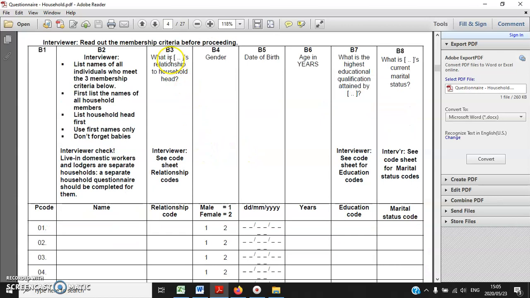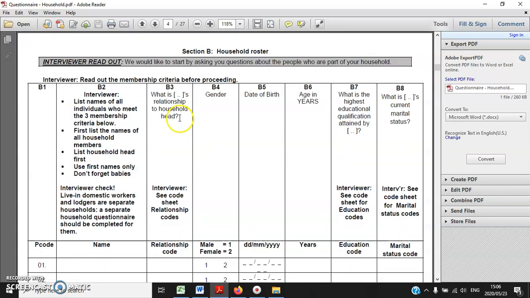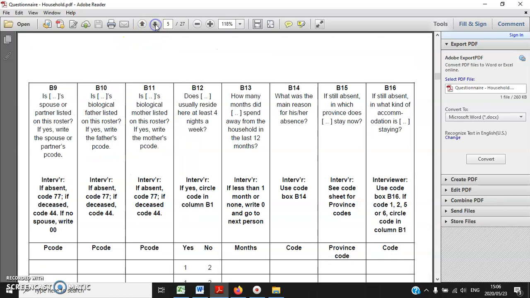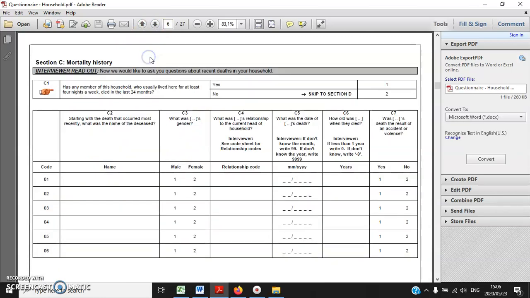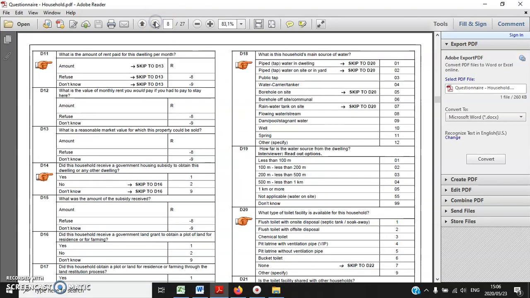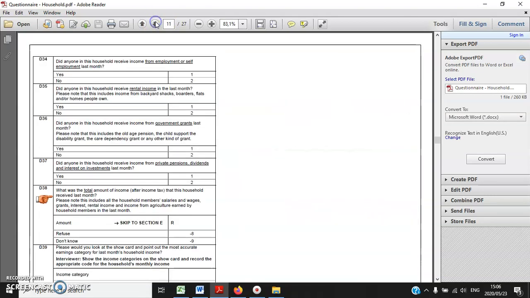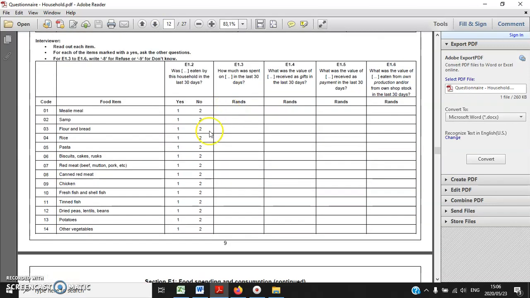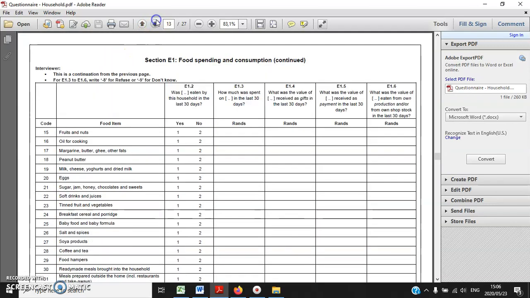So in other words, as expected, there are questions on gender, birthday, age, education, marital status, and relationship with the household head. Keep in mind, Section B of the household questionnaire can be answered by all members in the household. And from Section C onwards, only the household head answers these questions: questions on mortality, non-income welfare, dwelling type, water, electricity, refuse removal, on the services, and then questions on expenditure, on food spending and non-food spending.